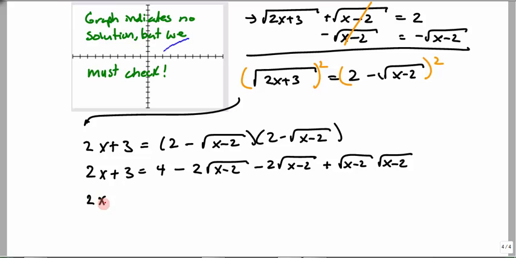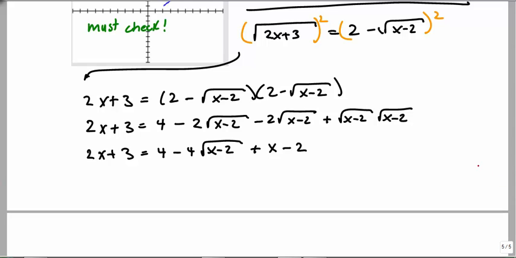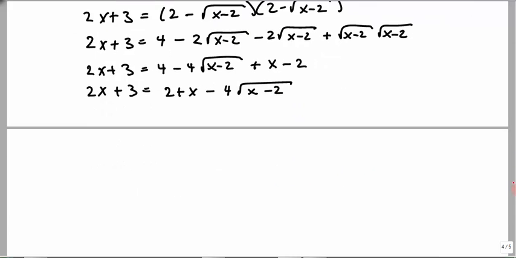Okay, so simplifying further, I have 2 of these minus 2 roots, so that gives me a minus 4 root, and then root x minus 2 times itself is a plus x minus 2. Combine like terms on the right, and I have 4 minus 2 is 2, so I have 2 plus x minus 4 root x minus 2. I want this set equal to 0, so I subtract the 2 and the x from both sides. Here I have 2x minus x is x, 3 minus 2 is 1, and over here I'm left with negative 4 root x minus 2.